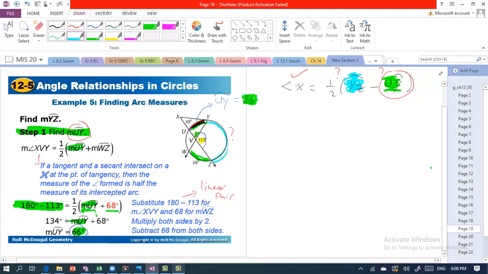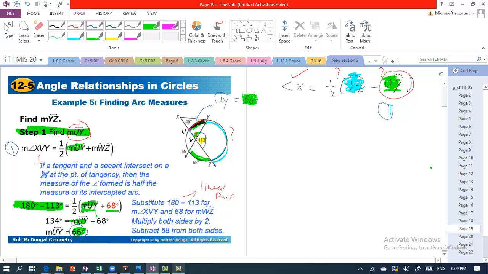So I've written here, as you can see on the right, angle X is equal to half of YZ minus UY. First of all, we don't have UY, so we're going to find it first. This is step one, and then we'll find step two on the second slide. This slide is only for step one, to find the measure of arc UY. From UY we can use the external angle. So this slide is allocated to finding UY using the internal angle and its intercepted arcs.